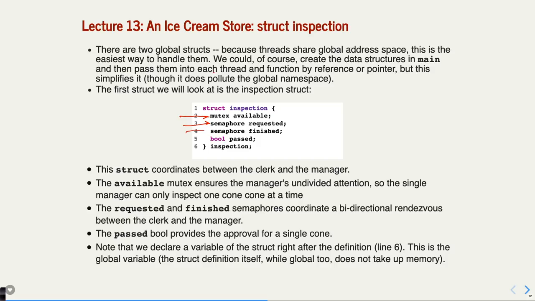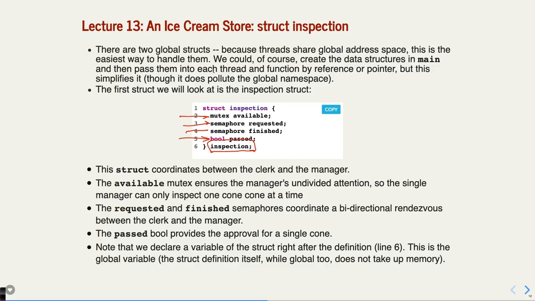And there's a semaphore for saying, hey, clerk, here's your ice cream cone. It's terrible or it's great. Right? That's another one. And then there's actually a Boolean in here for whether or not it passed. And then, by the way, out here, we create a struct called inspection, and then we immediately declare it as a variable inspection. Seems like it's overloading the name, but that's the way it goes. So this is a global variable. Again, we didn't have to do it globally, but it just makes it a little easier.